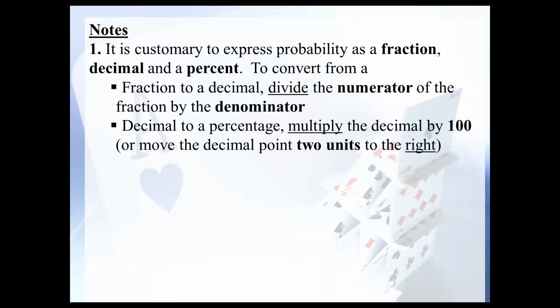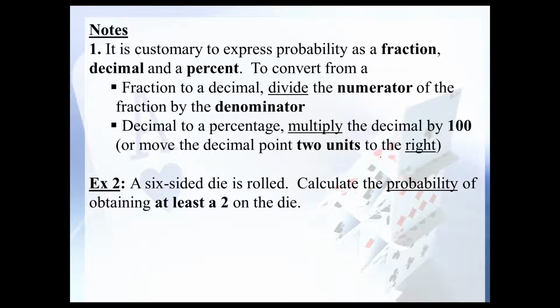And then to take the decimal and turn it into a percentage, you would multiply the decimal by 100, which is the exact same thing as moving the decimal point 2 units to the right. Okay, so let's do an example of this where we're going to express probability as a fraction, decimal, and a percent. It says a 6-sided die is rolled. Calculate the probability of obtaining at least a 2 on the die.